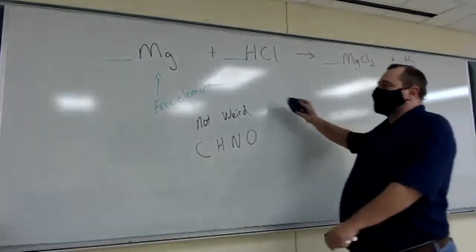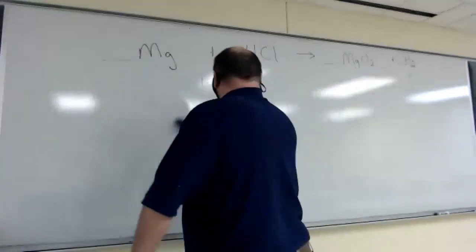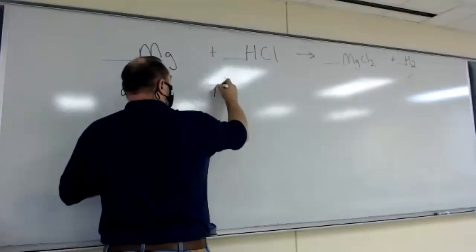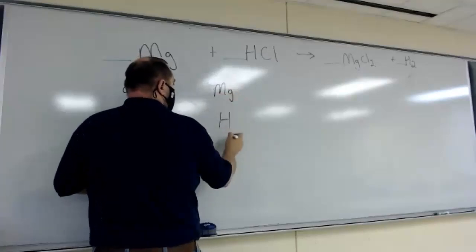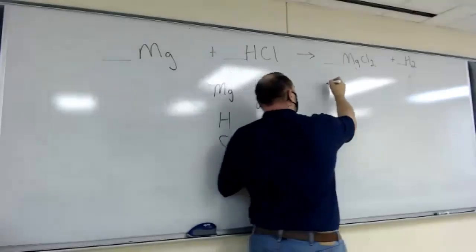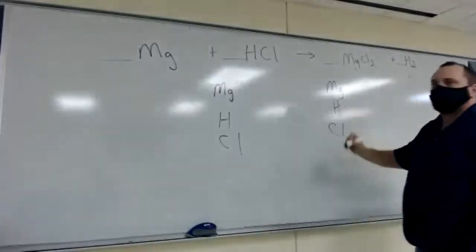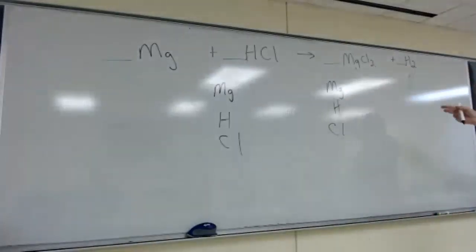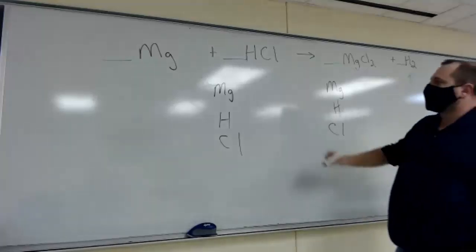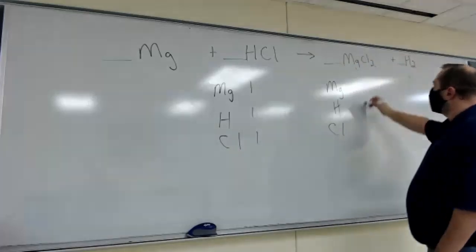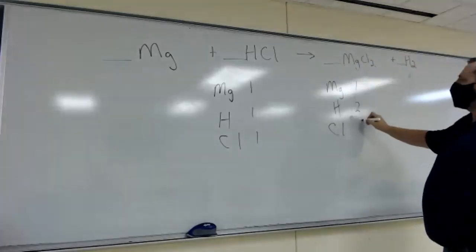So when I make this list, I'll just do this side: magnesium, hydrogen, chlorine, as I see it. When I do this side, remember I want to keep the hydrogens lined up so it's easier to compare left to right. We got 1, 1, 1, 1, 2, 2.